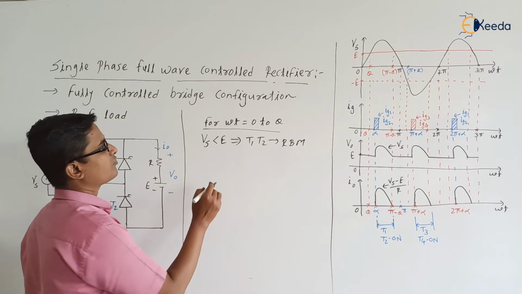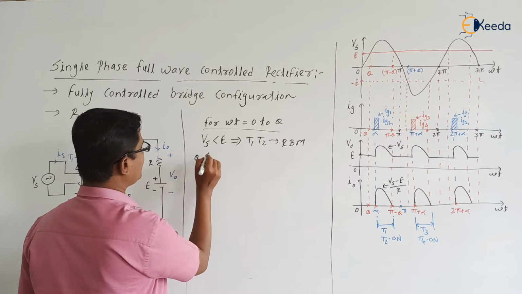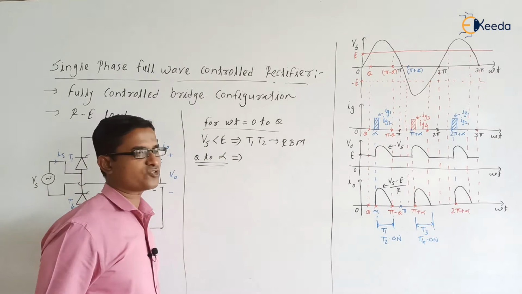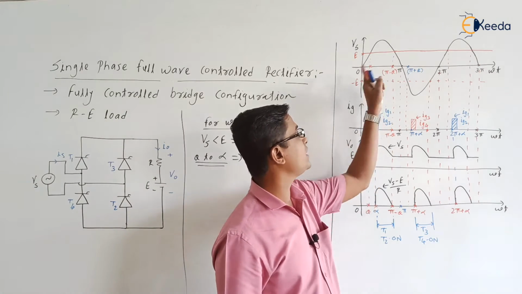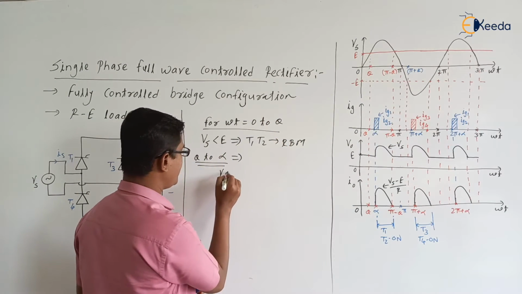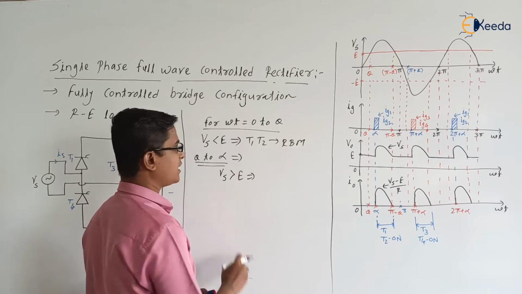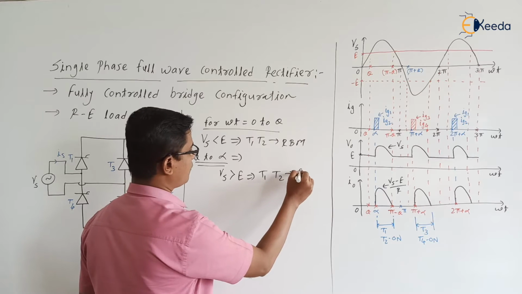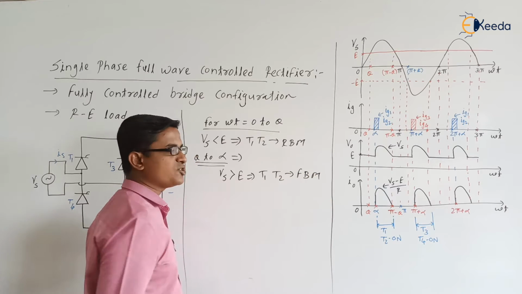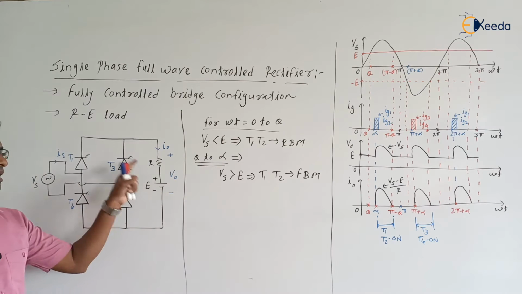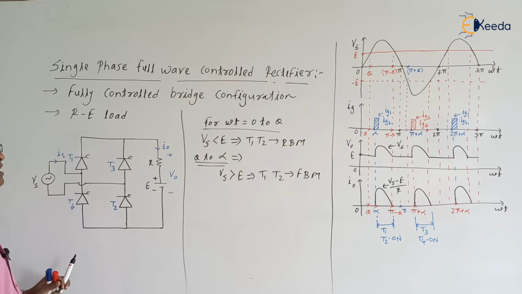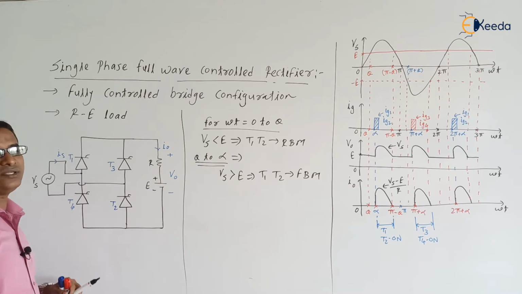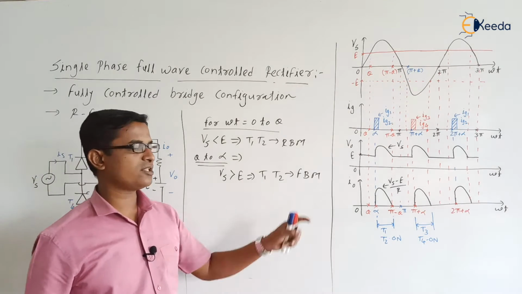Next, from omega t equal to theta to alpha, during theta to alpha, what will happen? Vs is greater than E. If Vs is greater than E, our thyristors T1, T2 will be in the forward blocking mode. Vs greater than E means the thyristor anode voltage will be greater than the cathode voltage, because when the circuit is at rest, the voltage appearing at V0 is nothing but E. Therefore T1, T2 will be in the forward blocking mode.